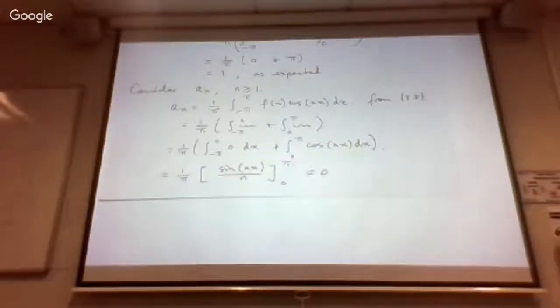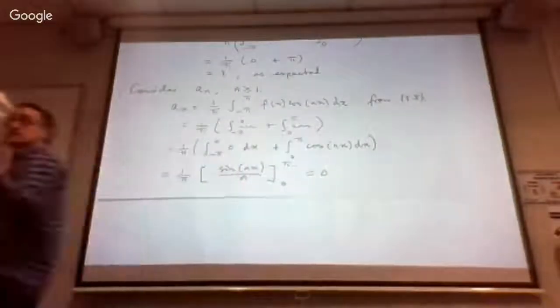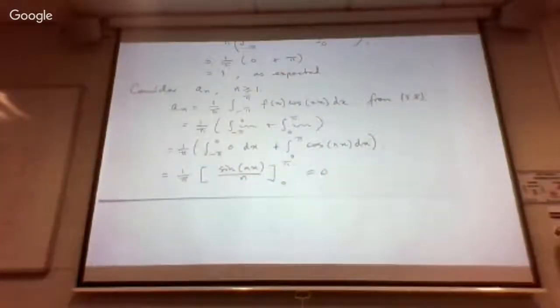It simplifies the Fourier series. It means there will be no cosine functions in the Fourier series at all. That's as expected as well. So when you glance at the answers given, you don't see any cosine functions. Okay. So that's as expected too.